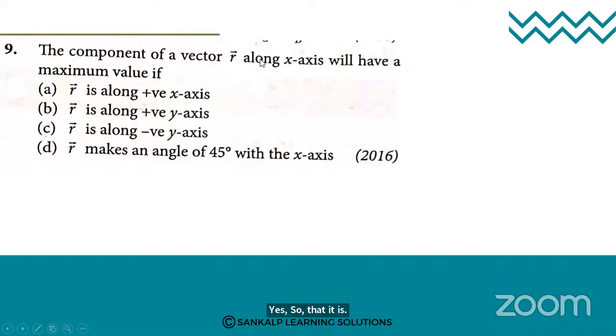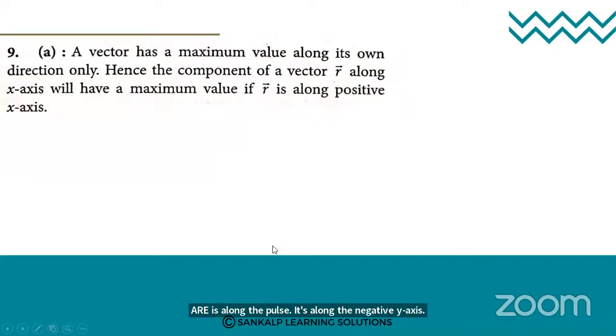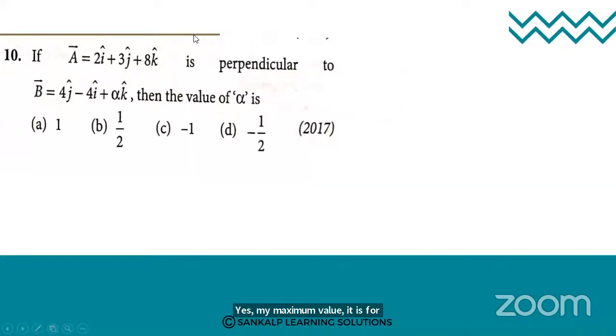Yes, students, next question. The component of vector R along x-axis will have a maximum value if: A, R is along the positive x-axis; B, R is along the negative x-axis; C, R is along the negative y-axis; D, R makes an angle of 45 degree with the x-axis. Maximum value is for A, that is when R is along the positive x-axis. The next question, again, this type of questions we can expect in the paper.